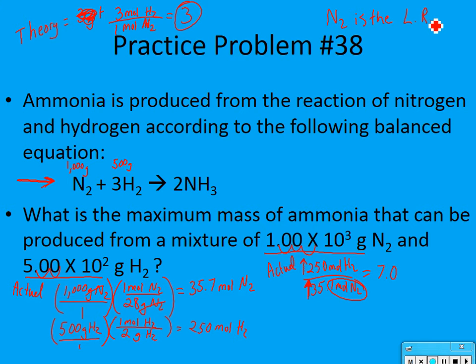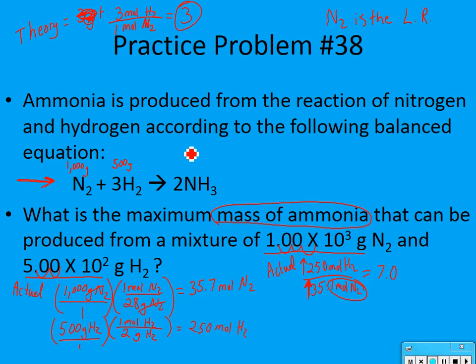N2 is the limiting reactant. Okay, but that's not what the question asked. It says, what is the maximum mass of ammonia that can be produced from a mixture of nitrogen and hydrogen? So we want to know the maximum mass of ammonia. Which one should I start with then? The limiting or the excess? Limiting. Always begin your stoichiometry with the limiting reactant.